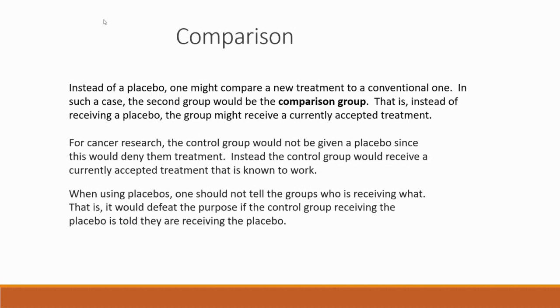So in other words, if doctors are testing a new kind of treatment for something, whatever it is, I think the example here was cancer, instead of giving one group a placebo, which does nothing, they might use a currently accepted treatment. You might be thinking, well, why would they do that? Well, because you don't want to take a chance of denying anybody treatment, especially for something like cancer.